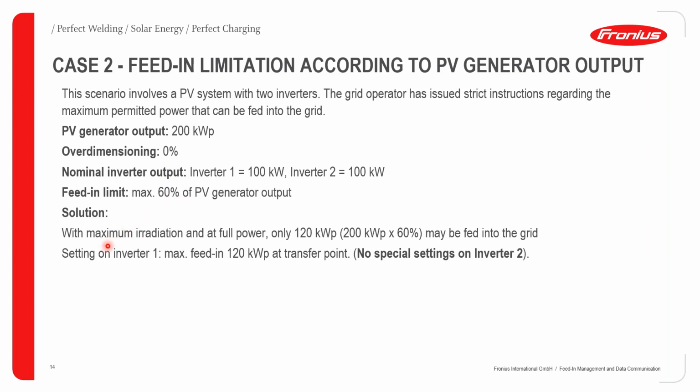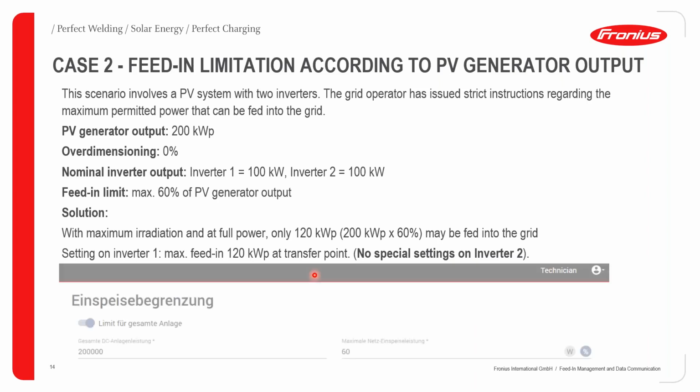So the solution to this will be basically that with a maximum irradiation and at full power, only 120 kilowatts peak should be fed into the grid and not more. In this case, we're talking about 60% of 200 kilowatts, which is of course 120 kilowatts. So this will now imply that the setting on inverter 1 would reflect this particular percentage, and no special settings will be made on inverter 2.